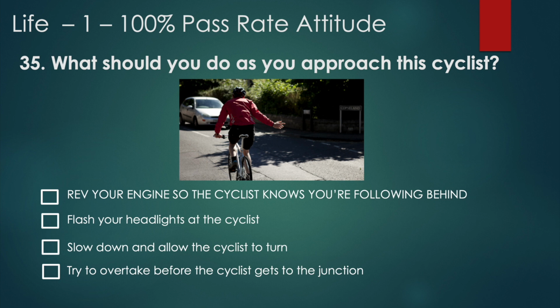35. What should you do as soon as you approach this cyclist? A. Rev your engine so the cyclist knows you are following behind. B. Flash your headlights at the cyclist. C. Slow down and allow the cyclist to turn. D. Try to overtake before the cyclist gets to the junction. And the answer is C. Slow down and allow the cyclist to turn. Remember friends, cyclists and pedestrians always take priority over vehicles on the road.